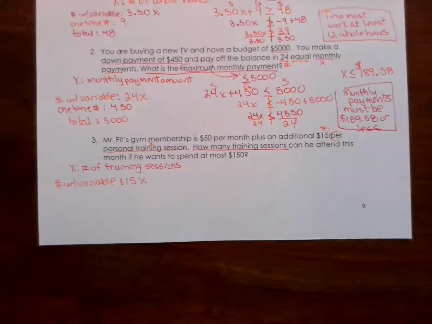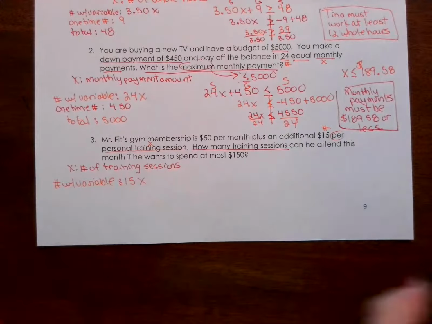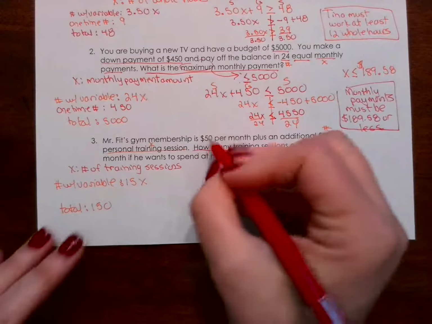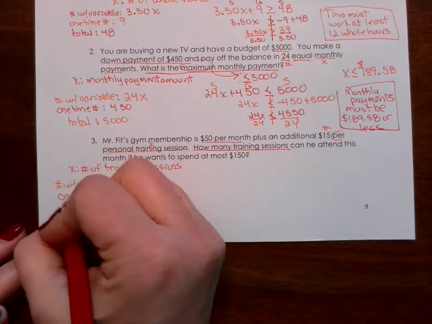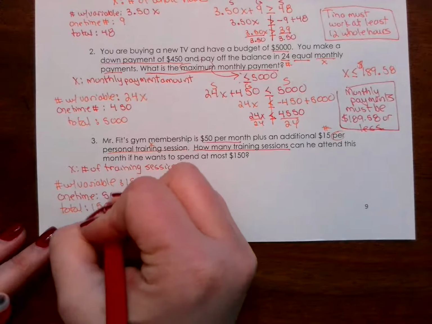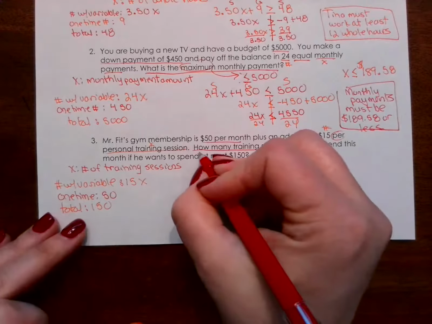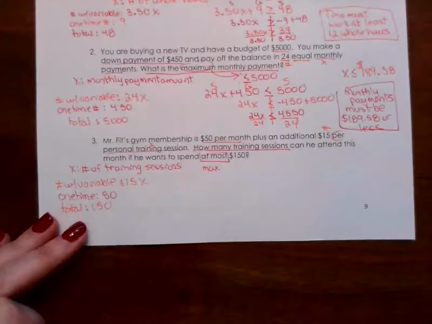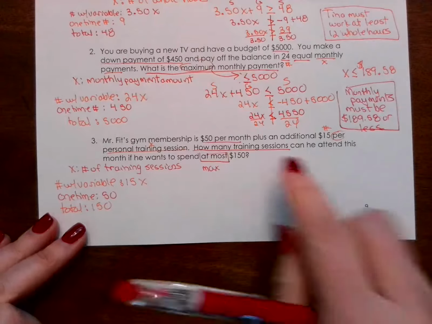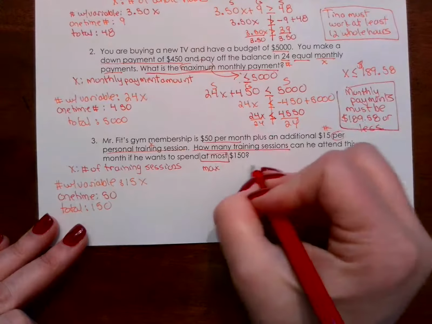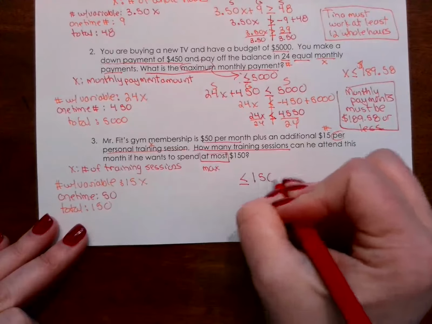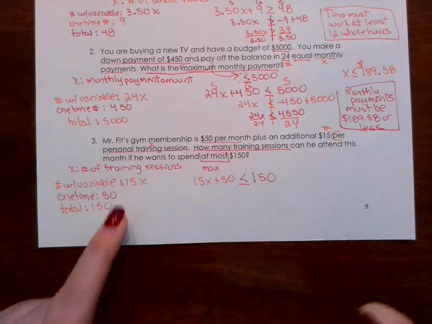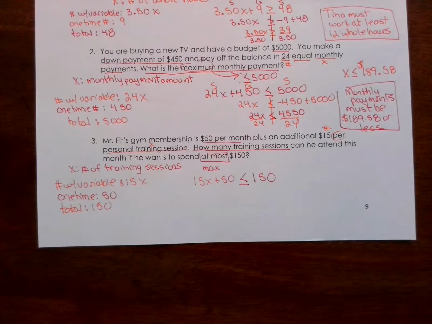Now look at my one-time number. Well, I know this is the total that Mr. Fitt wants to spend. He wants to spend at most $150. So it looks like he has to pay this one-time amount every month of $50. So let's look at this thought process of at most. That is the maximum amount that Mr. Fitt wants to spend. He doesn't want what he spends to be more than that. So whatever he spends has to be less than or equal to 150. So 15x plus 50 must be less than or equal to 150.